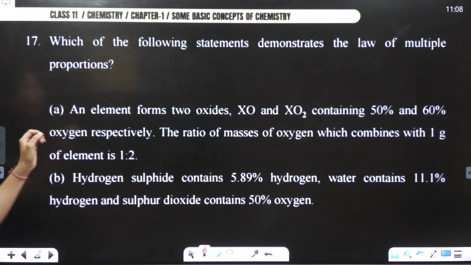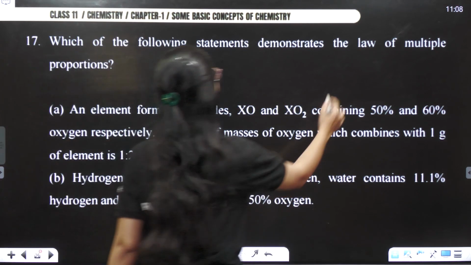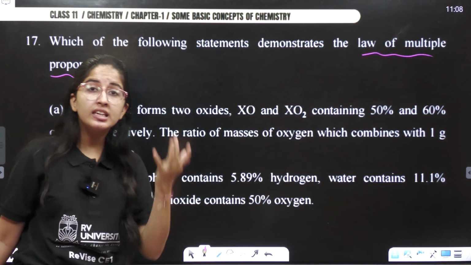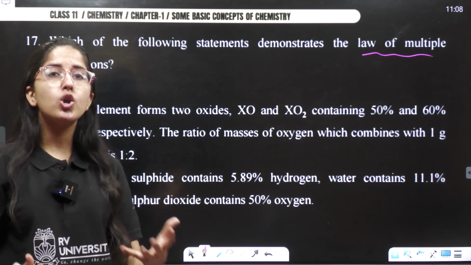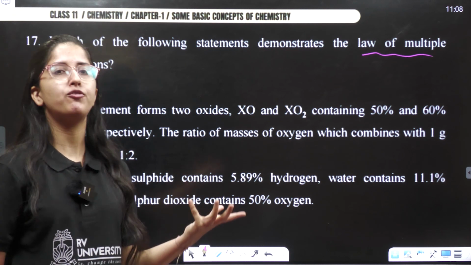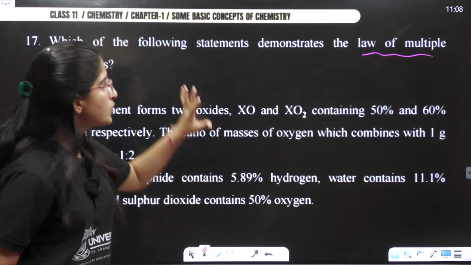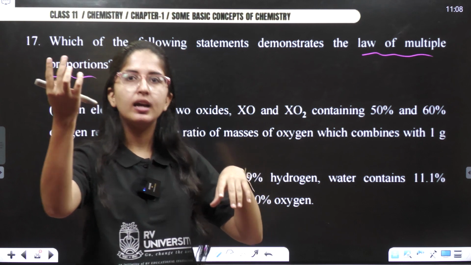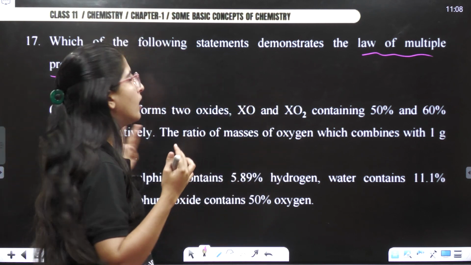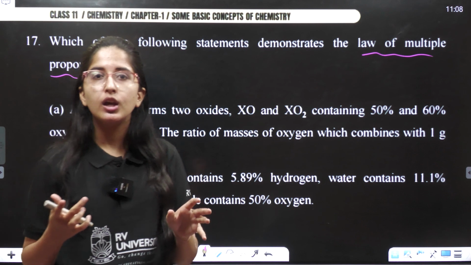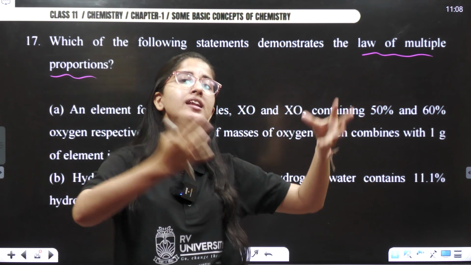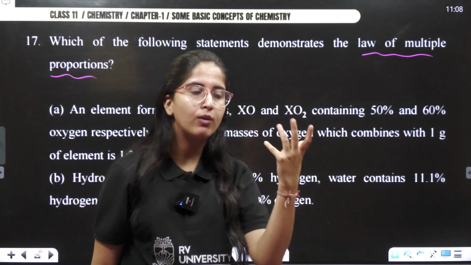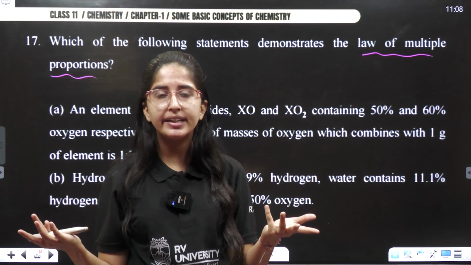Next question. The following statements demonstrate the law of multiple proportion. So out of these statements, which statement is giving an explanation or an example for your law of multiple proportion? When you talk about law of multiple proportion, it says that if you take any two elements, let's say hydrogen and oxygen, they can combine in some particular ratio to give two different compounds, like water and hydrogen peroxide.